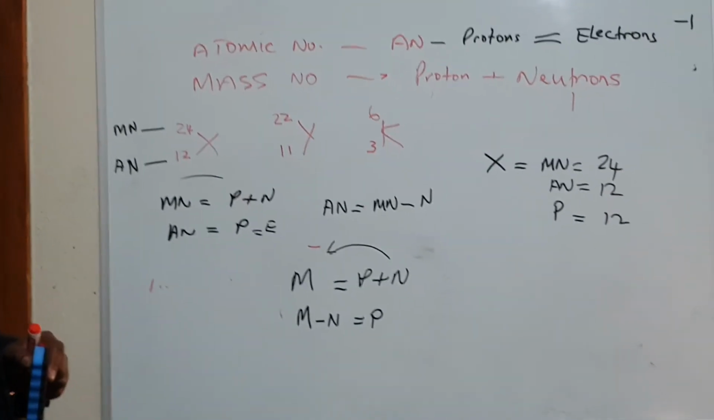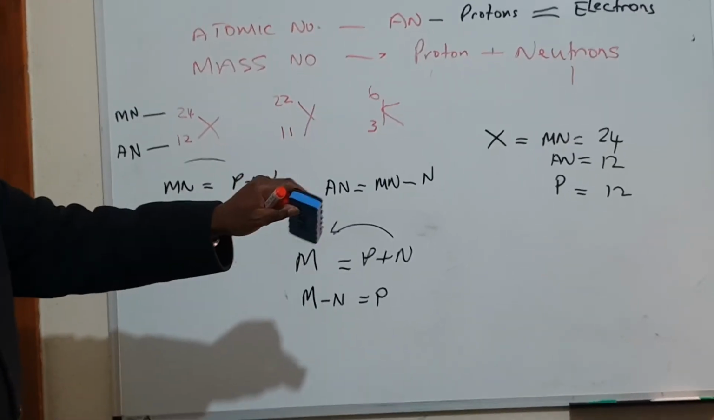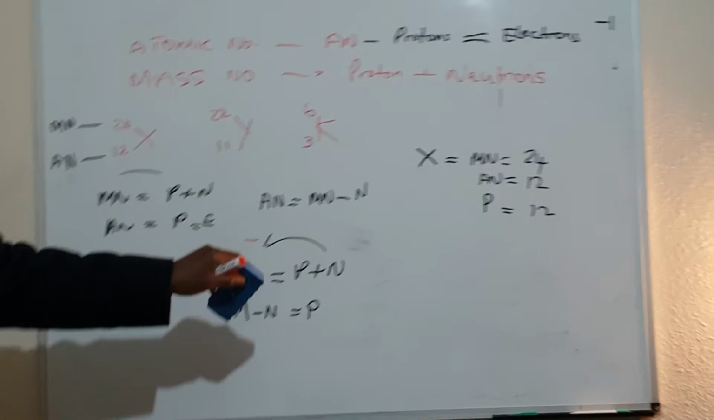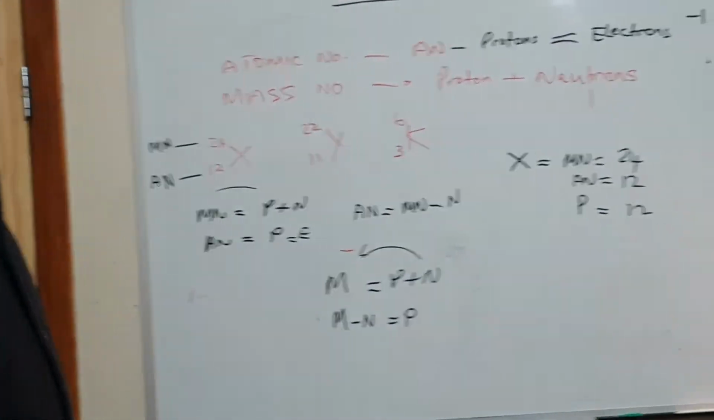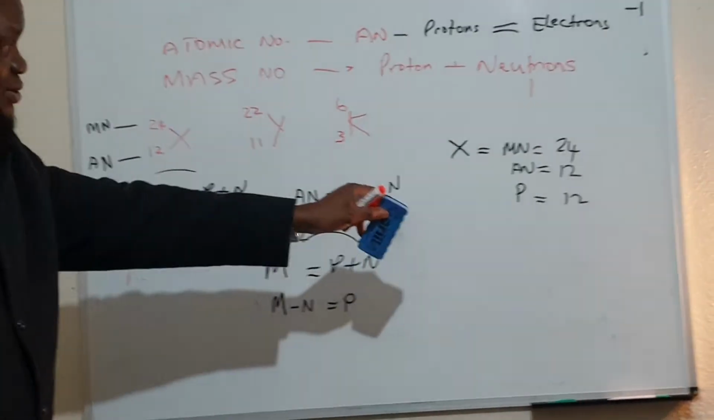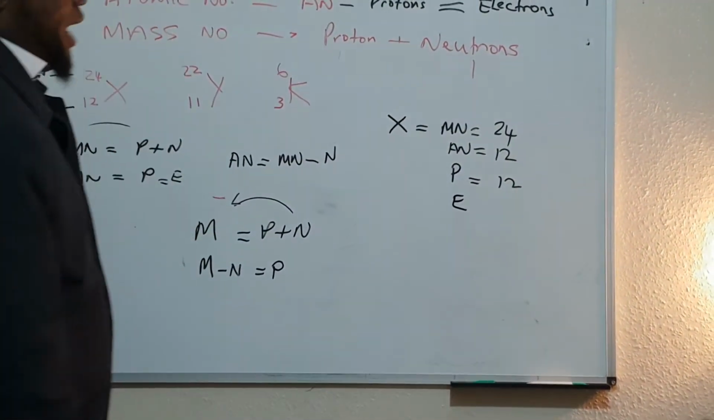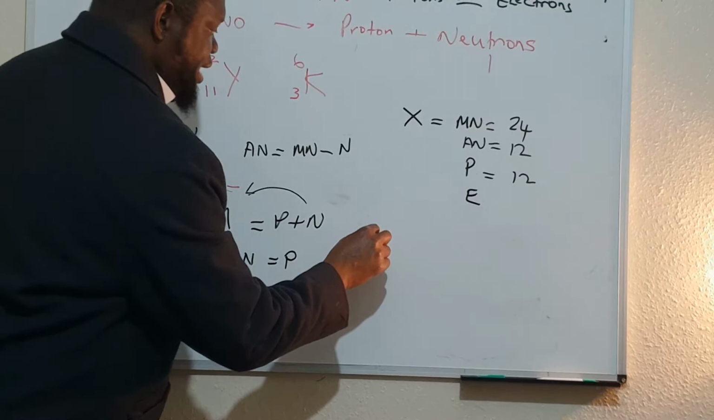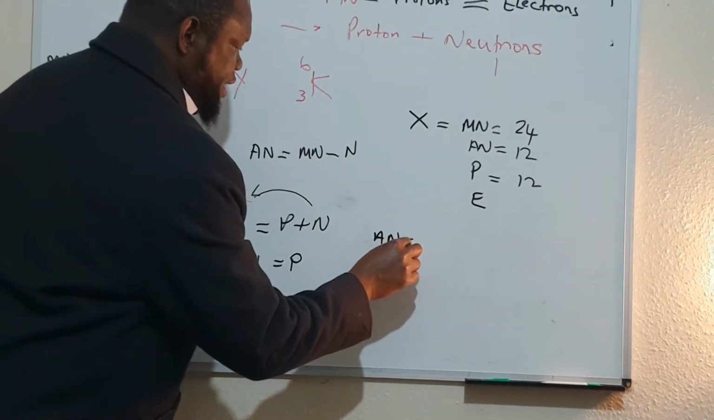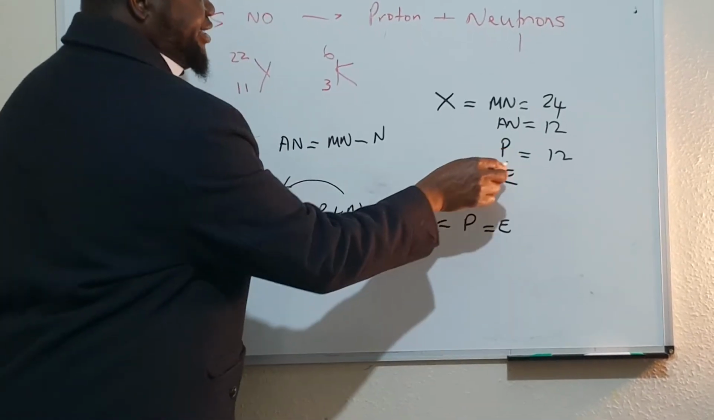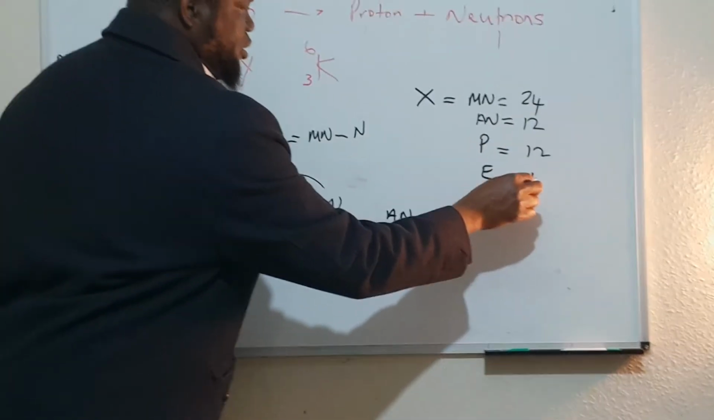The amount of protons is equal to the same amount of electrons. The atomic number is the number of protons, isn't it? That's right. So P is equal to 12. What about E, the number of electrons? 12. Why? Because the atomic number is equal to the number of protons, which is equal to the number of electrons. So if P is 12, E is also 12.